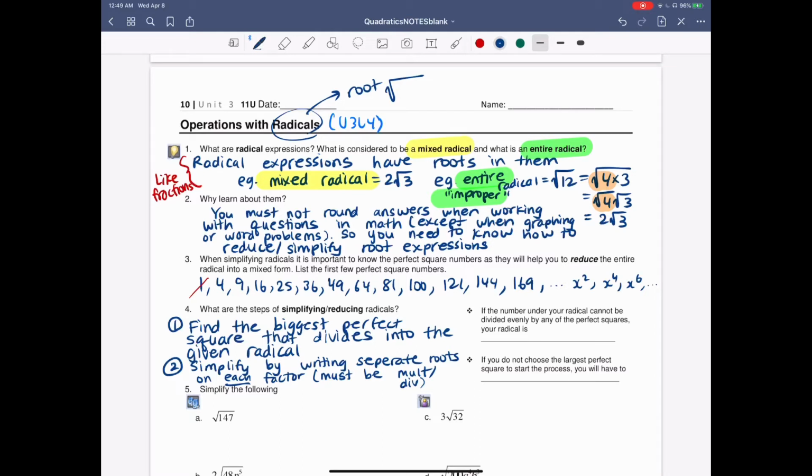If the number under your radical cannot be divided evenly by any of the perfect squares, your radical is already reduced. If I have the square root of 3, or the square root of 7, square root of 91, square root of 5, I can say that that is already reduced, so I don't need to reduce it any further. If you do not choose the largest perfect square to start the process, you will have to repeat the process.